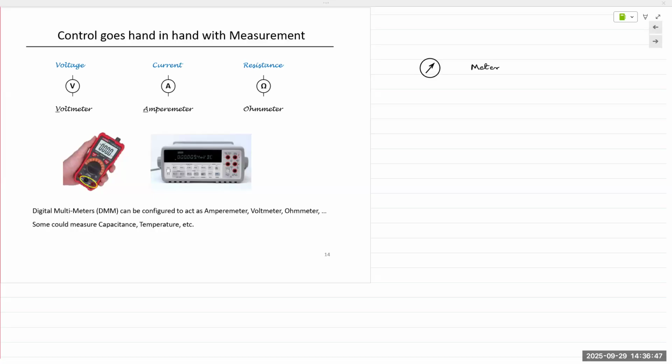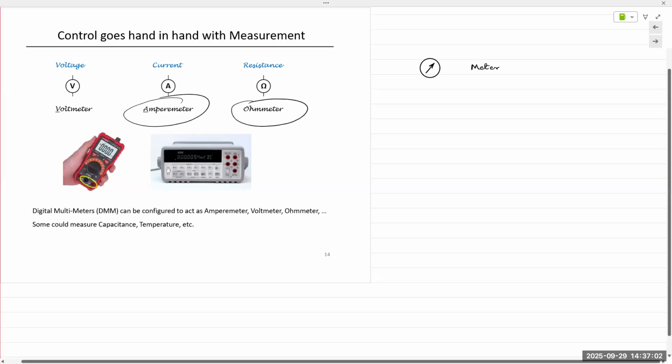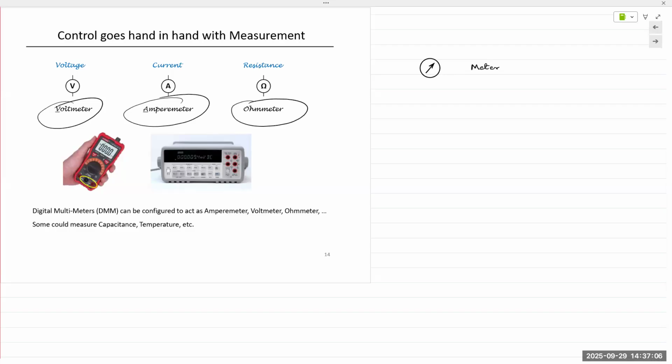If it measured voltage, it was known as a voltmeter. If it measured current, it was known as an ampere meter, or ammeter for short. If it measured resistance, it was known as an ohmmeter. So pretty much the device was named after the units for the quantity that it was measuring.